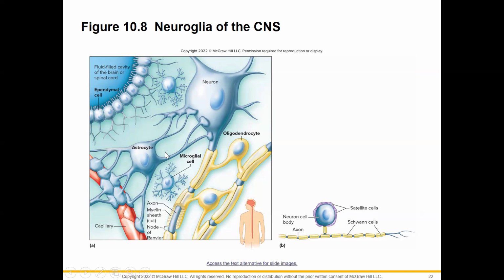You have your astrocytes, which are the cells that form your blood-brain barrier, and they help to pull nutrients out of the capillaries, the bloodstream, to feed and nourish the neuron. Then you have your ependymal cells that will line the spaces that carry your cerebrospinal fluid.